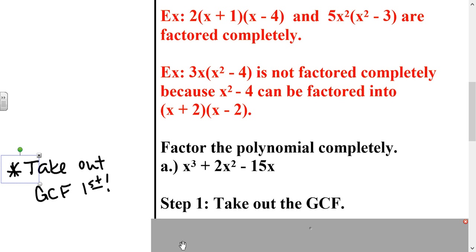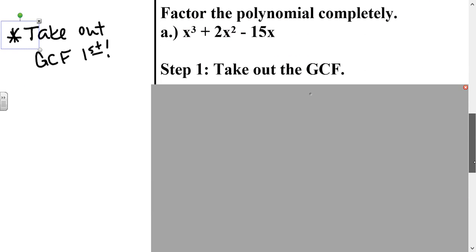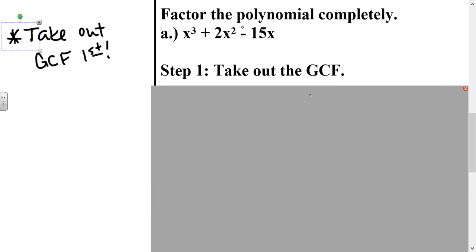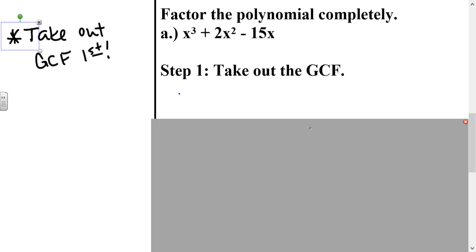So if we do that here, what would be the greatest common factor of all of these terms? What could I take out from all three things? Well, I notice that they all have an x, and I can take at least one x from each term. If I take out an x, then x cubed divided by x would be x squared, plus 2x squared divided by x. If I take an x out, then I would have 2x left. And then negative 15x divided by x would just be negative 15. So this is what's left.